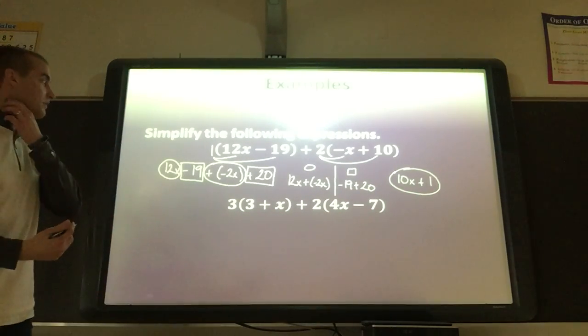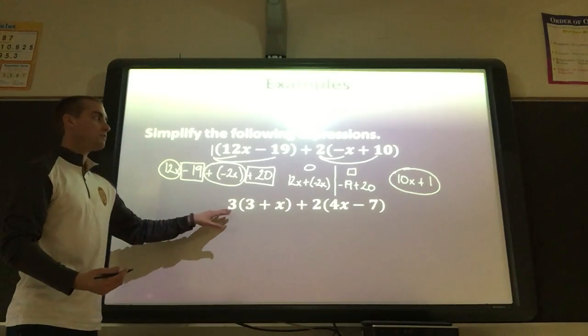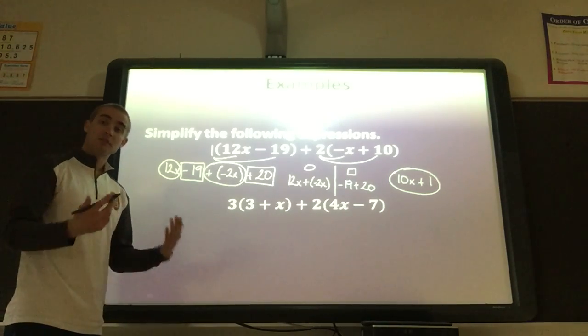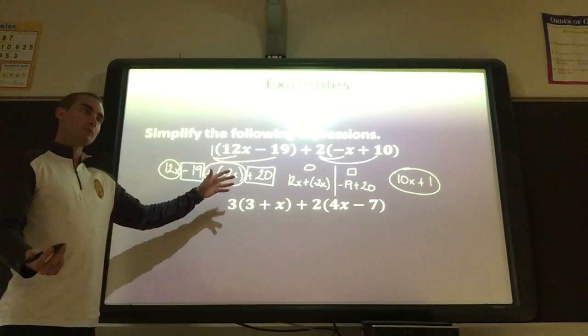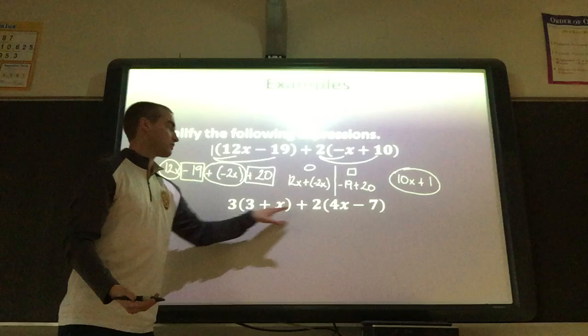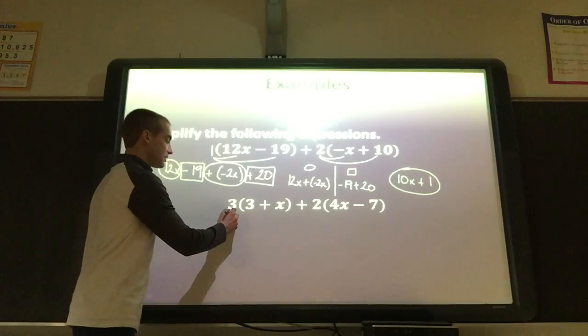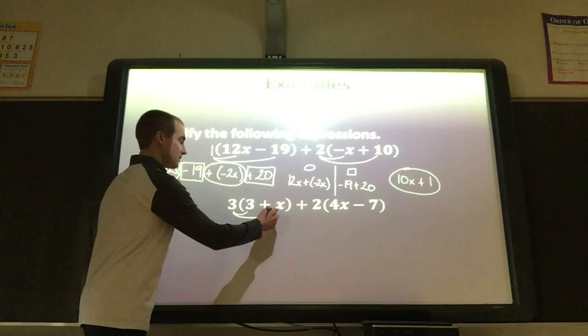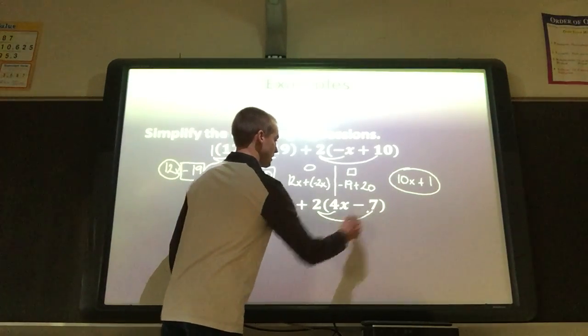The only thing that we have to change is before we start simplifying, we've got to distribute the number that's in front. If there's nothing in front of the parentheses, we're distributing a 1. If there is a number in front of the parentheses, like this one with 3 and 2, we would distribute those two numbers. So we're going to do that. 3 times 3 and 3 times x. We'll also do 2 times 4x and 2 times 7.